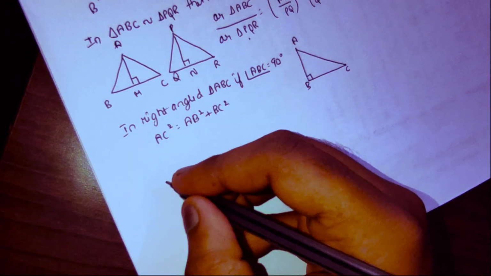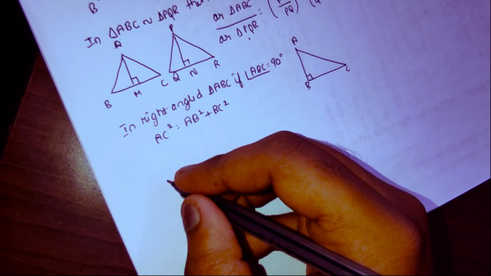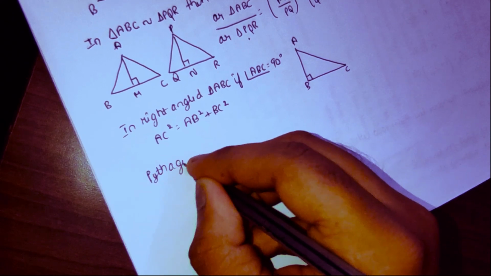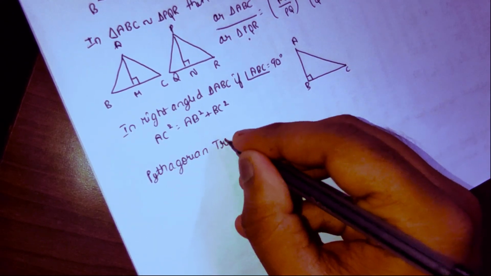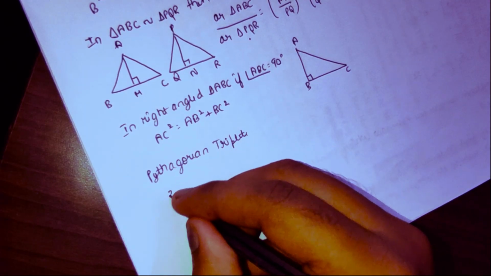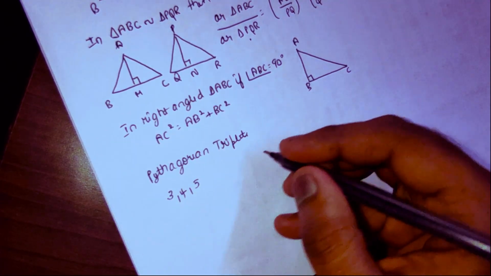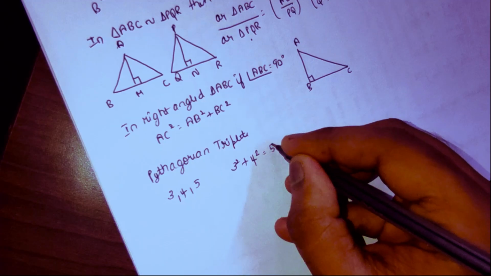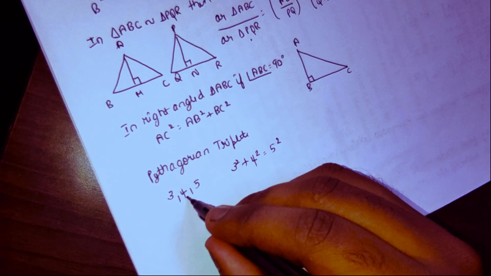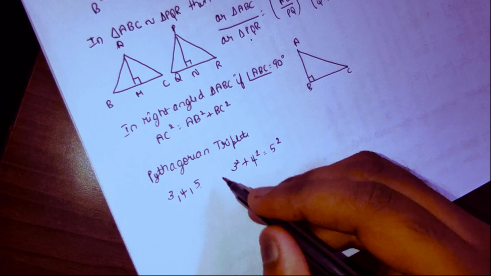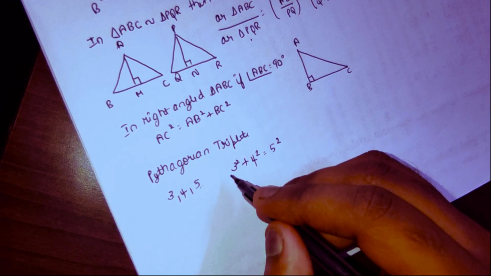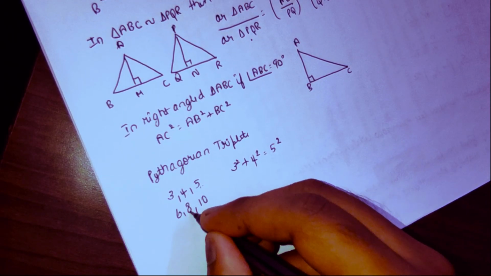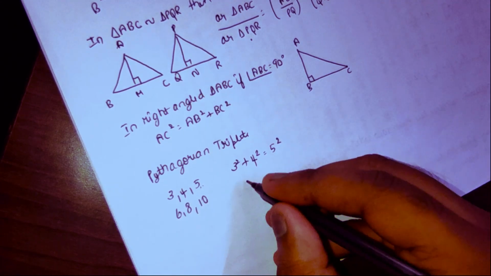Last formula of this chapter, Pythagorean triplets. 3, 4, 5. These are called Pythagorean triplets because 3 square plus 4 square is equal to 5 square. When you do the square of the first two numbers, if you get the square of the third number, we will say that the three numbers are Pythagorean triplets. So on 6, 8 and 10. 64 plus 36 is equal to 100.